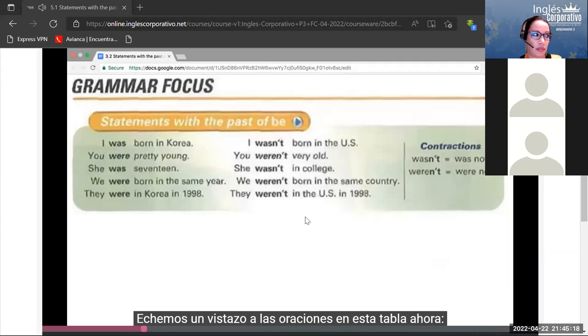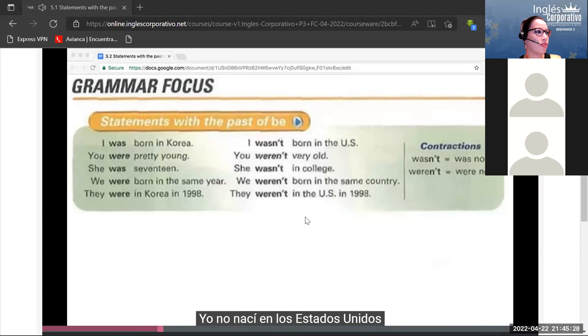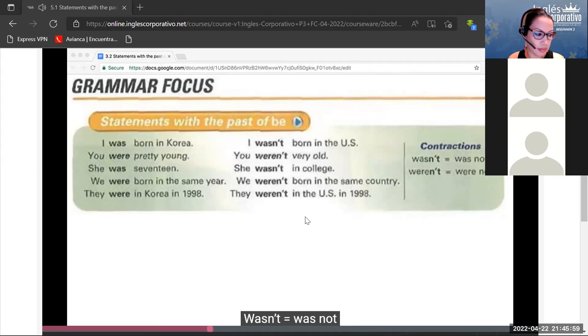Let's take a look at the statements on this chart now. Statements with the past of be. I was born in Korea. I wasn't born in the U.S. You were pretty young. You weren't very old. She was 17. She wasn't in college. We were born in the same year. We weren't born in the same country. They were in Korea in 1998. They weren't in the U.S. in 1998. Contractions. Wasn't equals was not. Weren't equals were not.